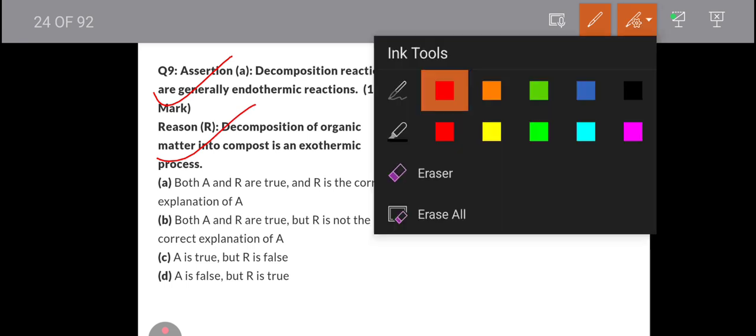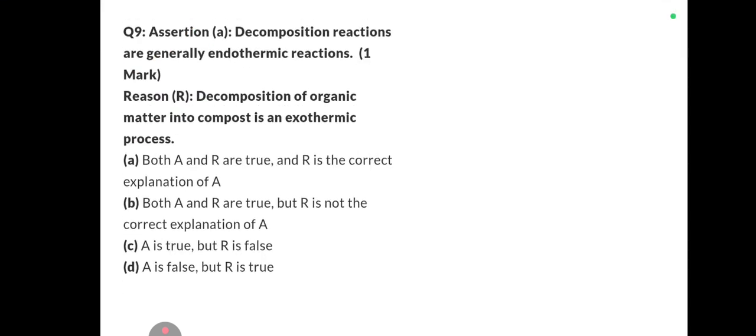Now you can see decomposition of organic matter. Organic matter means dead and decayed matter. Once they decompose, they will be releasing energy. So decomposition of organic matter into compost or manure is an example of an exothermic reaction. Both A and R are true, but R is not a correct explanation for A. Hope this question is also clear to you. Let's move to the next question.